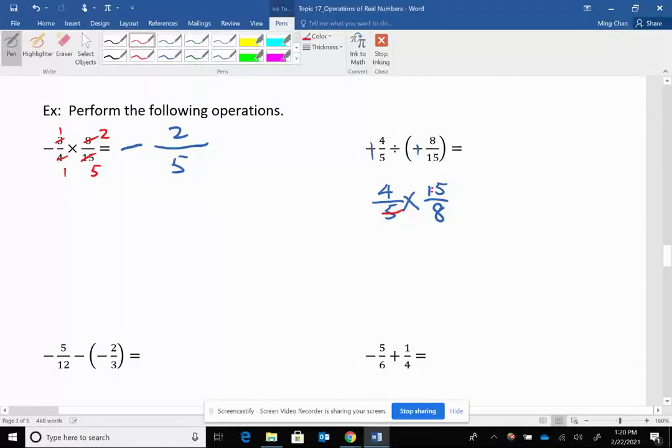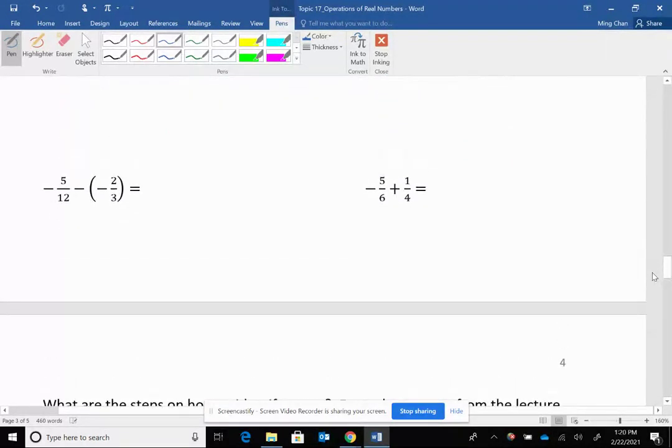Now I reduce top and bottom. That's 1 and 3. 4 and 8 reduced by 4. That's 1 and 2. My answer is 3/2. There you go. Okay, remember now, I don't know if y'all ever noticed, multiply and divide are similar. Add and subtract fractions are similar. Remember, add and subtract fraction, the first thing we do is find the LCD.